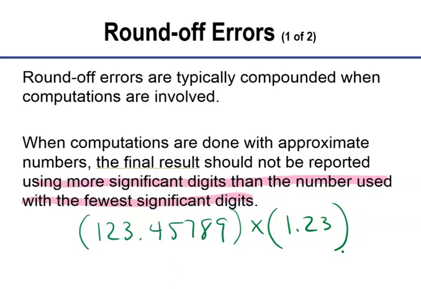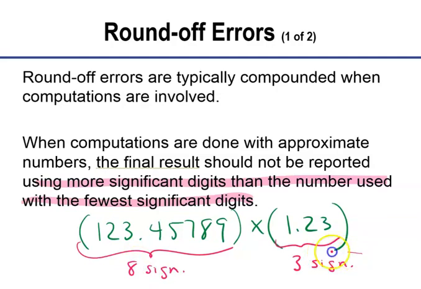Okay, here's what they're saying. You have 3 significant digits right here. Over here we have 1, 2, 3, 4, 5, 6, 7, 8 significant digits. Our answer doesn't need to be any more than 3 significant digits, the number used with the fewest significant digits, because it doesn't mean a lot. Your answer cannot be any more accurate than your input.